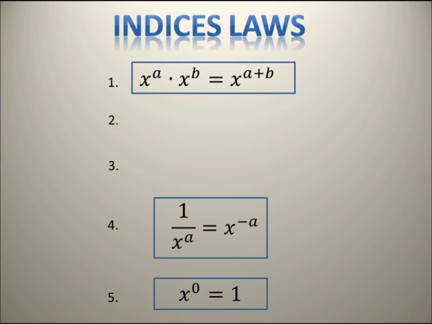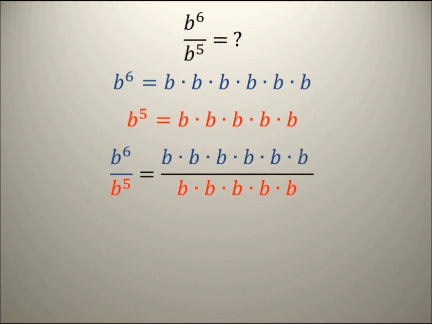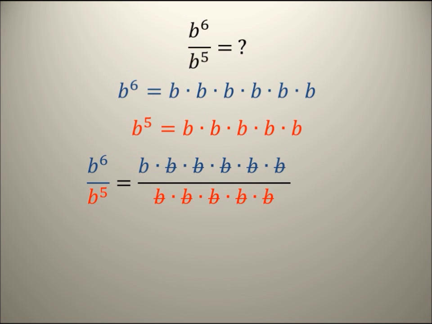Moving on then. What if we do the opposite? Instead of timesing 2 indices, what if we divide 2 indices? Let's move on to an example of that. We've got b to the power 6 divided by b to the power 5. Just like before, we're going to write this out longhand so we can see what's going on. B to the power 6 equals 6 b's multiplied together. B to the power 5 equals 5 b's multiplied together. Substitute those in, and we can see that 5 b's from the top cancel with 5 b's on the bottom, leaving just 1 b on the top. So this equals b.